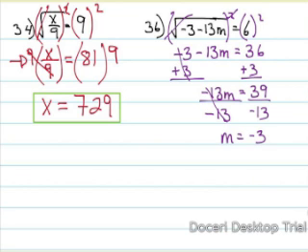I'm not going to go through the checks for these, but you should definitely check them out on your own by taking that negative 3, plugging it back in, and making sure you don't get any extraneous solutions, things that don't work. You should also do that with the 729 and the next couple, but I want to save time on our video here, so I'm not going to go through the checks of everything.